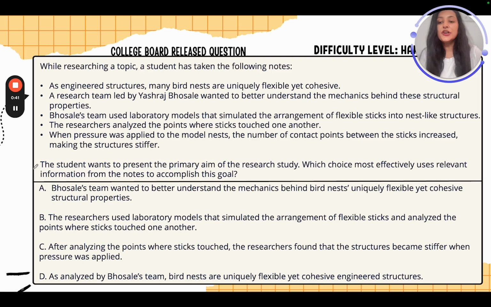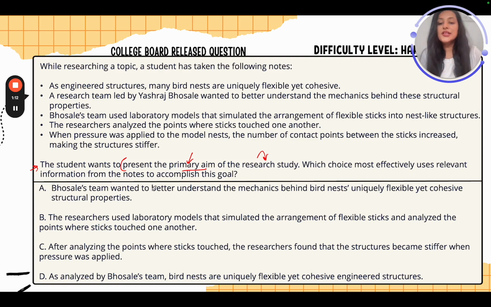Now let's read the first part of this question stem to understand what the goal is. The student wants to present the primary aim of the research study. So the student wants to present something, and what is it that the student wants to present? The primary aim of the research study. Primary aim basically means the main reason as to why the research study was conducted, right? Why that research was being conducted, the main reason for it, right? Now let's go to our options with this understanding.